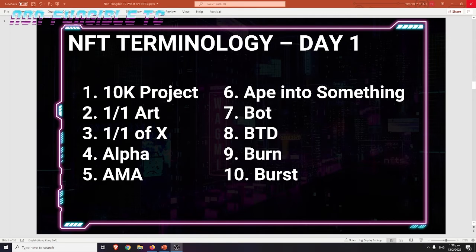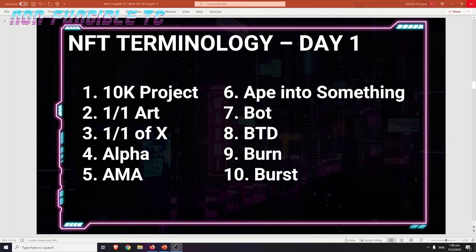Number 4 is a word that you always hear, like alpha groups and things like that. Alpha and beta are 2 different measures used to compare and predict returns of stocks and investment funds. Alpha refers to the outperformance generated by hedge fund managers, while beta is a measure of volatility relative to a benchmark. In the NFT space, alpha means having access to distinctly important inside information.